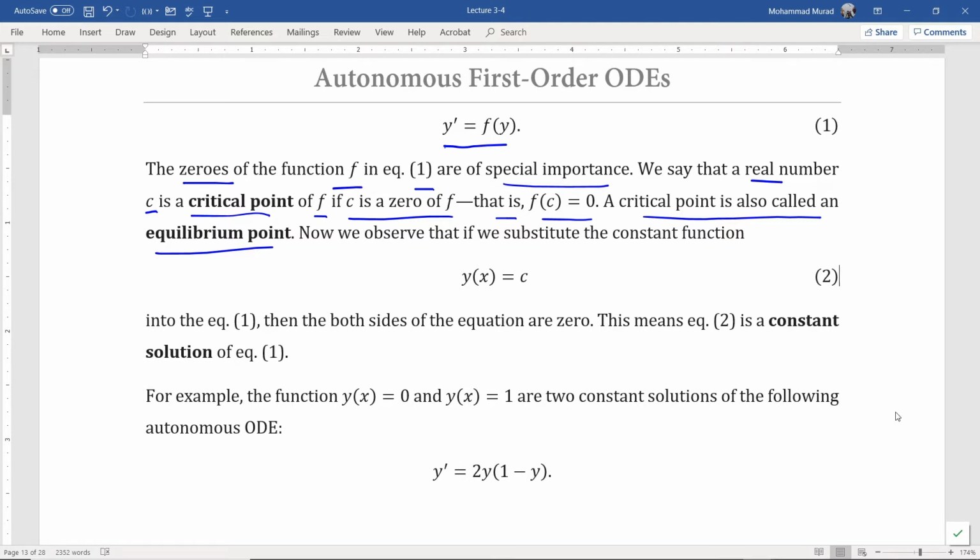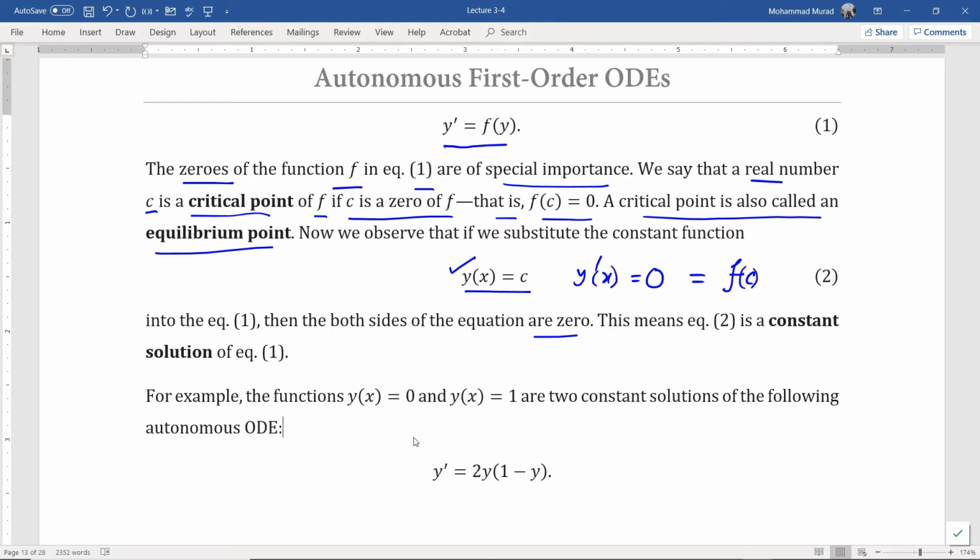Now we observe that if we substitute the constant function into equation 1, then both sides of the equation are 0. If you differentiate y of x with respect to x, you get 0. And in the right hand side, we get f of c, which is also equal to 0 by the definition of the critical point. This means that equation 2 here is a constant solution of equation 1.